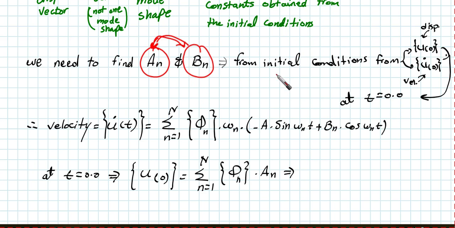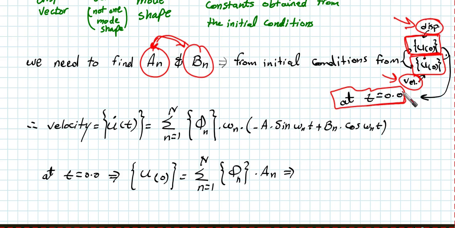Okay. From the initial conditions, we need to know the displacement and the velocity. So we need to know the displacement vector and the velocity vector. And if you look here, we are going to find, of course, at t equal to 0, at the very first beginning of the motion.